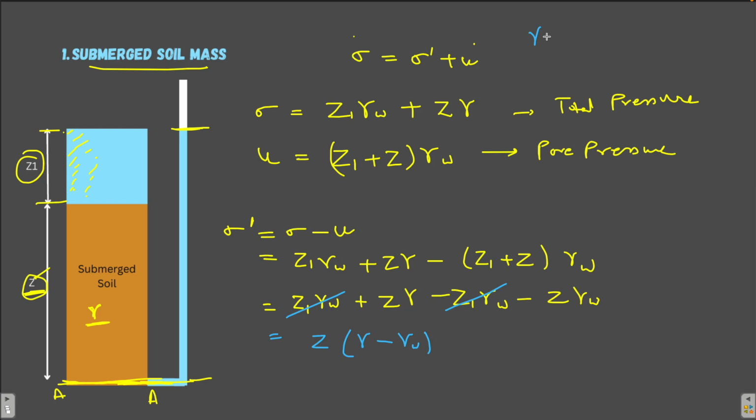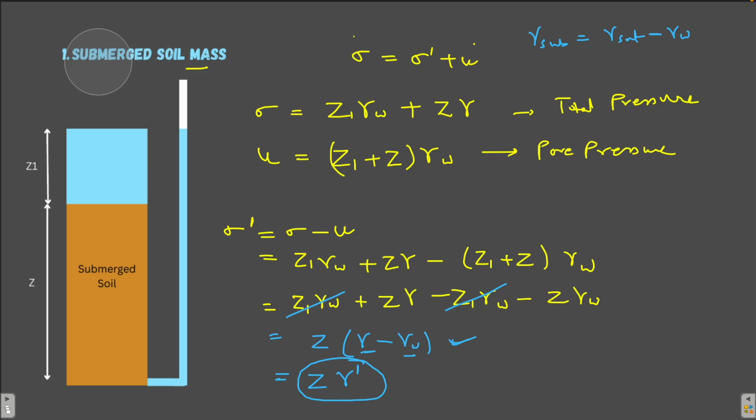So the submerged unit weight of the soil is equal to the saturated unit weight of the soil minus gamma W. This will give you the submerged unit weight of the soil. That is what we are getting here, the saturated unit weight of the soil minus gamma W, which gives the submerged unit weight of the soil, into Z. That is the effective pressure at this point. I hope you understood this very well.